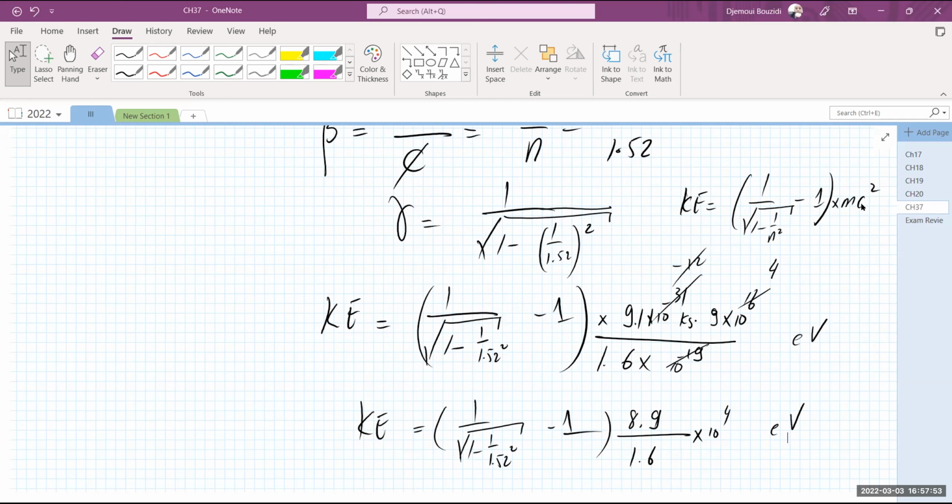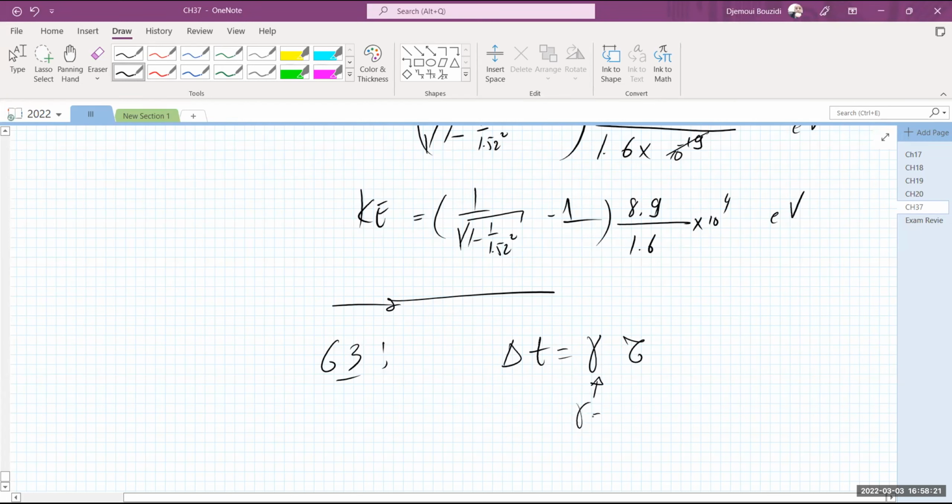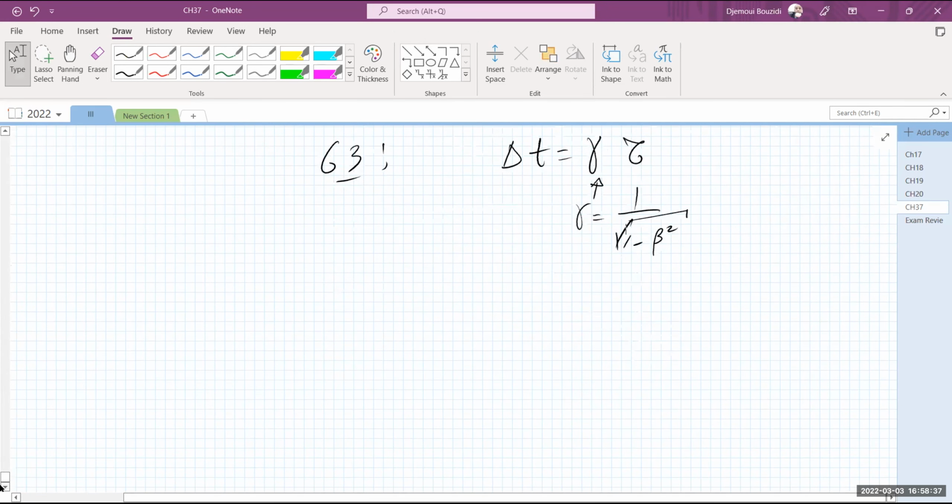Remember, delta t scales like gamma times the actual tau. So as the particle is moving faster and faster, you're getting a function where delta t is equal to gamma tau. So I'm discussing now problem 63. This is what you're plotting: delta t equals gamma tau, okay? But you know what gamma is? Gamma is equal to 1 over the square root of 1 minus beta squared. And they gave you different values for beta, and you're supposed to plot delta t now as a function of this term.